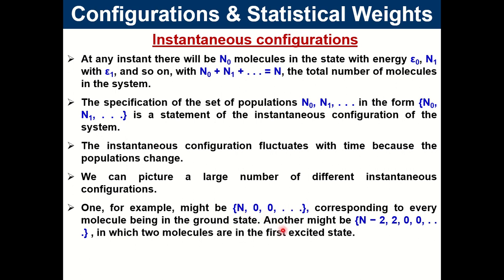Similarly, suppose out of these N molecules, 2 of them move to the first energy level. So the population here will be 2, and we can write N minus 2 for the lowest level, and the first excited state will have the population denoted by 2. That is, 2 molecules are in this energy level, whereas all others are in the lowest energy state. So this is the way we will write a configuration.